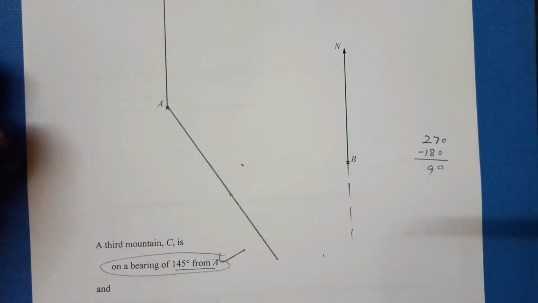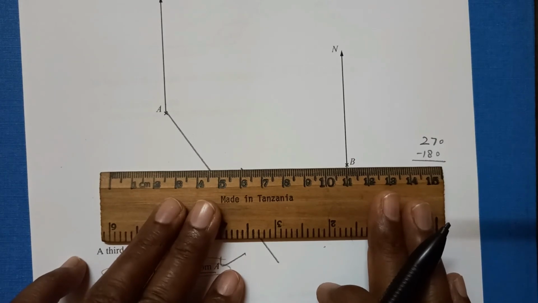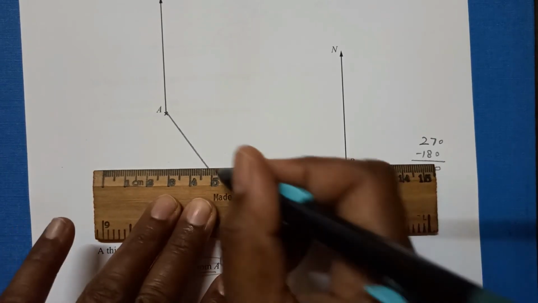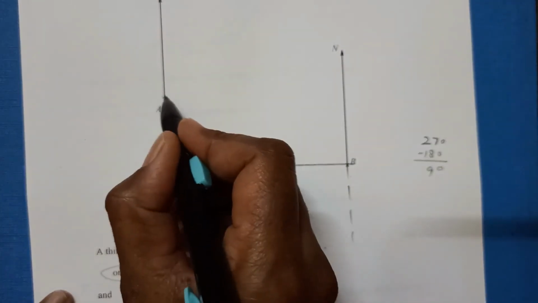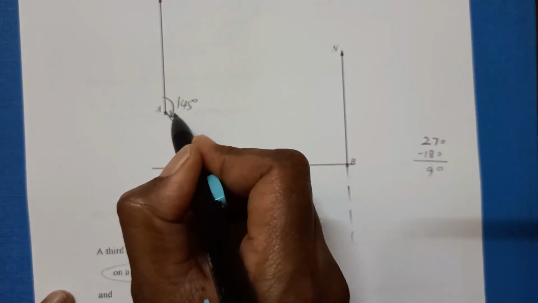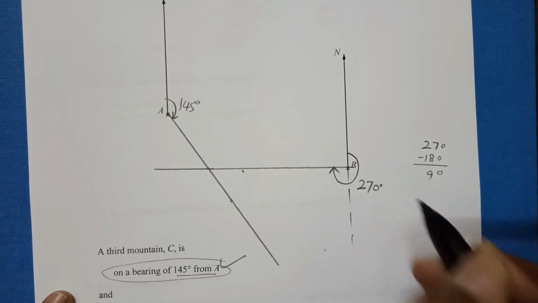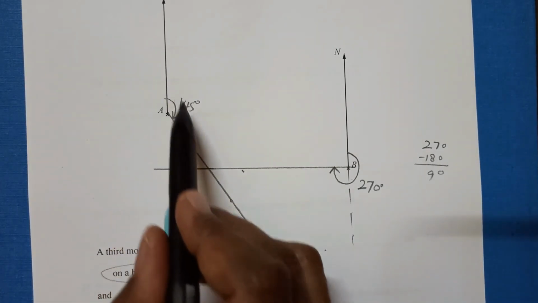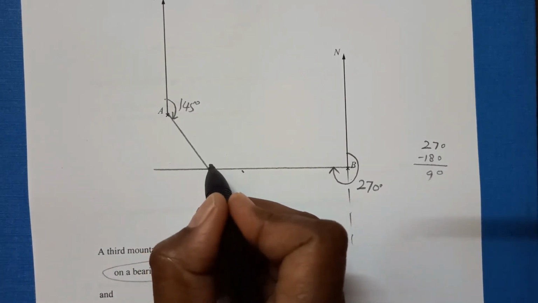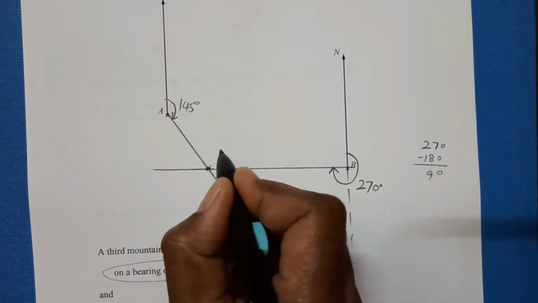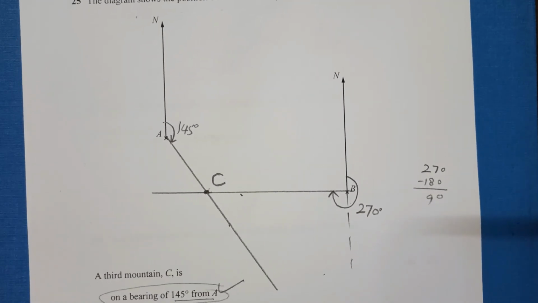Here. So when you join these, this is an angle of 145 from A and this is 270. Remember that our angle should always be in the clockwise direction. So this is 270. So this is where the point C should be. So this is point C. So that's how you will draw this diagram.